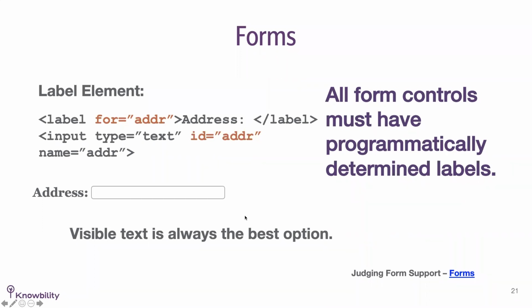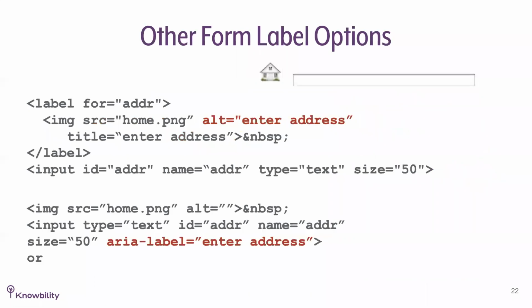I think I'm going to skip the next page just in the interest of time. There are other ways, if you insist on having an image for a label, that you can also provide a programmatic connection between them. That's not a very good practice, so I'm not going to dive into that.